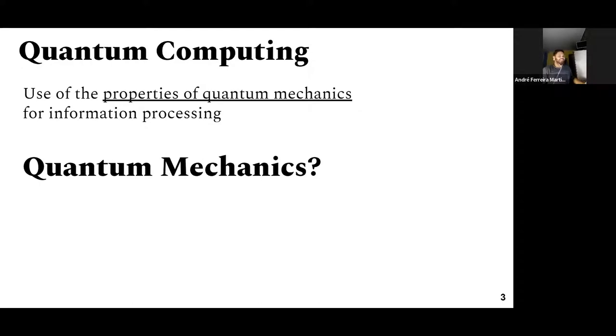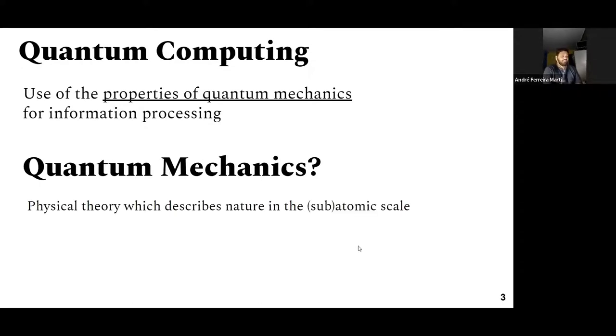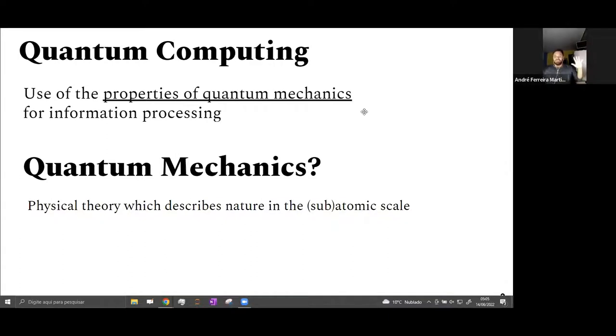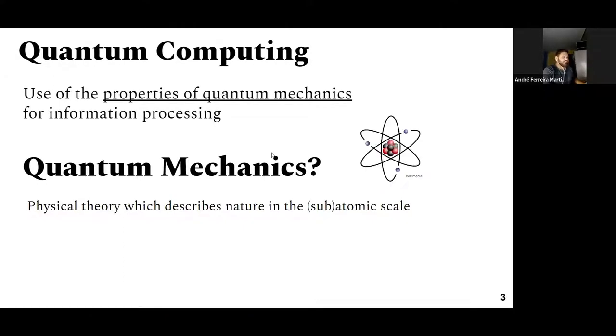Quantum mechanics is a physical theory which describes a very particular domain of nature, which is nature at the subatomic scale. So we're talking about atoms, we're talking about molecules, and below, right? So particles, subparticles, and very small, very light things. And that's the domain that is described by quantum mechanics.